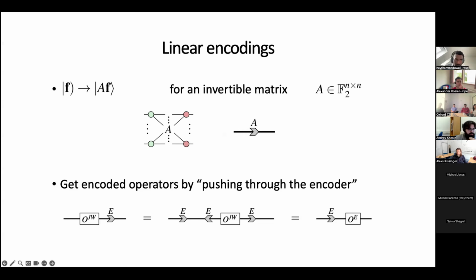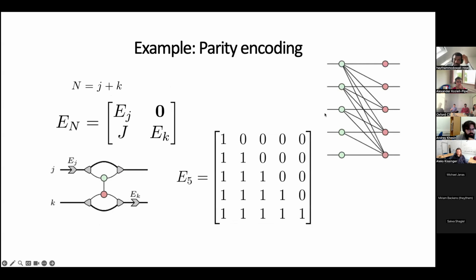Let's look at some examples of linear encodings then. We've already seen that the Jordan-Wigner encoding is a linear encoding with matrix given by the identity over F2. There are a couple more. So there's the parity encoding, which looks like this.